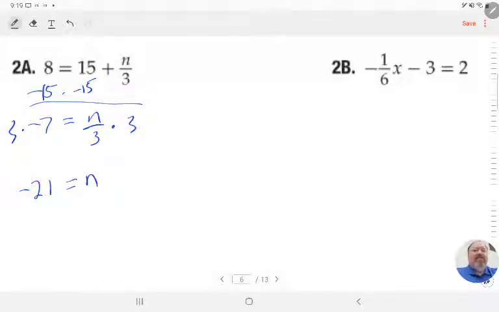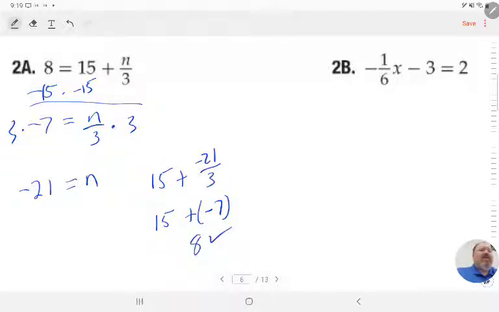Now I can check and see if I'm right. That's 15 plus negative 21 divided by 3. That would be 15 plus negative 7. And 15 minus 7 is 8, so it checks. All right, pause it, try 2b, and see what you get.